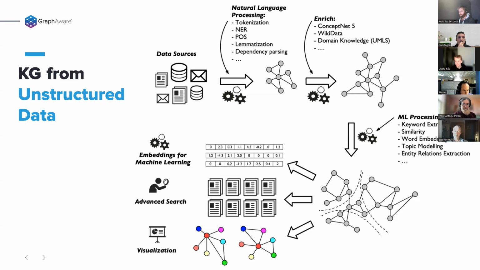And as a final step covered in this chapter, we typically use unsupervised machine learning processing on top of that, right? So we can be talking about keyword extraction, similarity analysis, embeddings, topic modeling, relation extraction, all sorts of these tasks, with the final output of a knowledge graph that can be used for various downstream tasks. It can be used to produce knowledge graph embeddings for machine learning, to define advanced search, or just, in quotes, visualization, right?